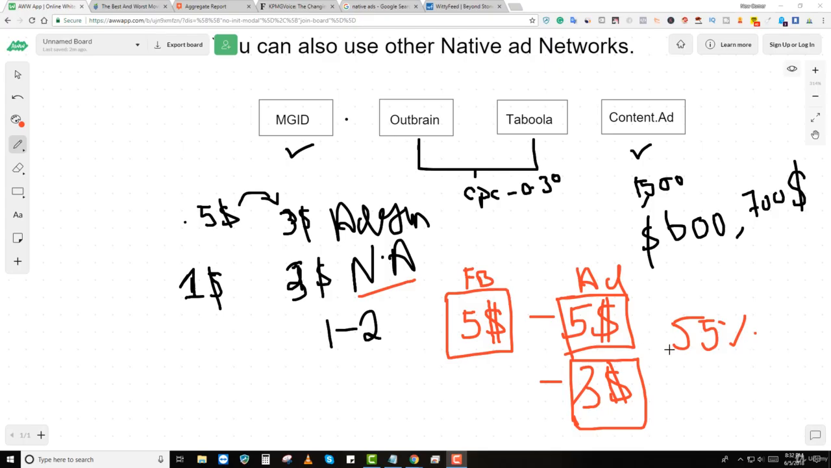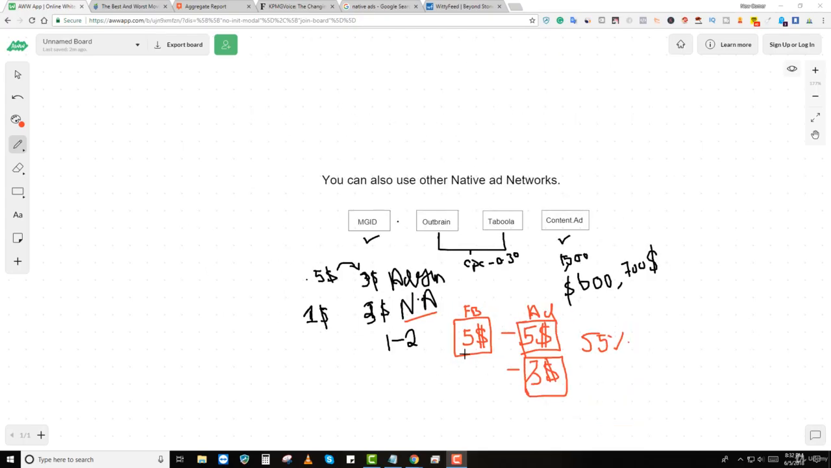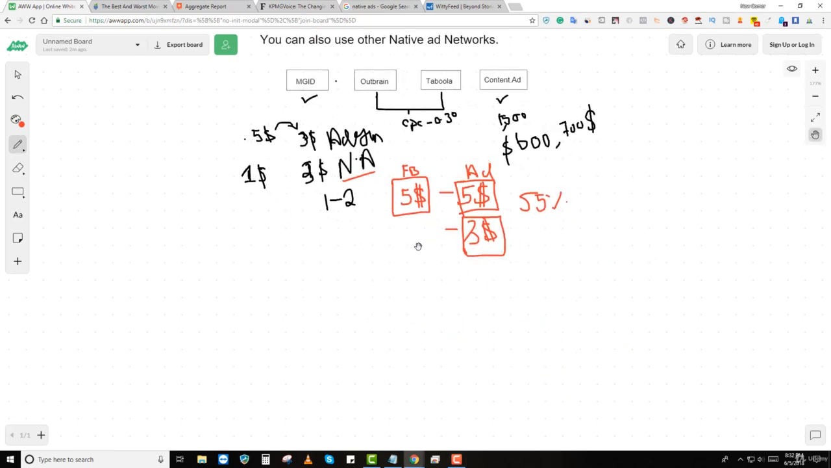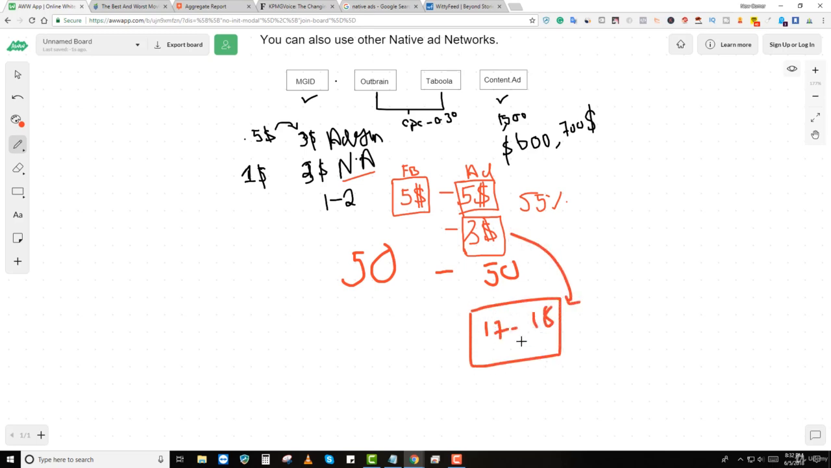That's more than 50% return on investment. This is going to happen in any range. It's not something which only happens on $5. Let's say that you send $50 worth of traffic, you're going to make $50 in AdSense, and in the end you'll be making $17 to $18 in native ad network, and this is your profit. So this is how the system works.